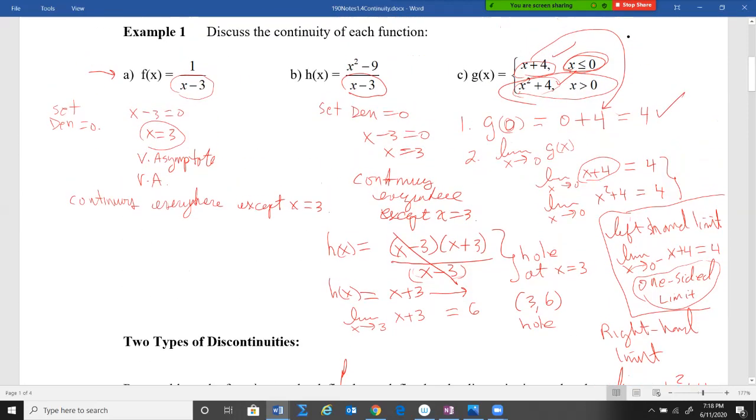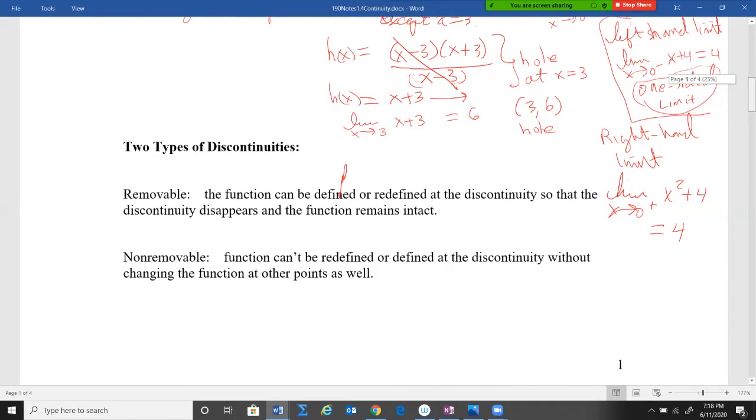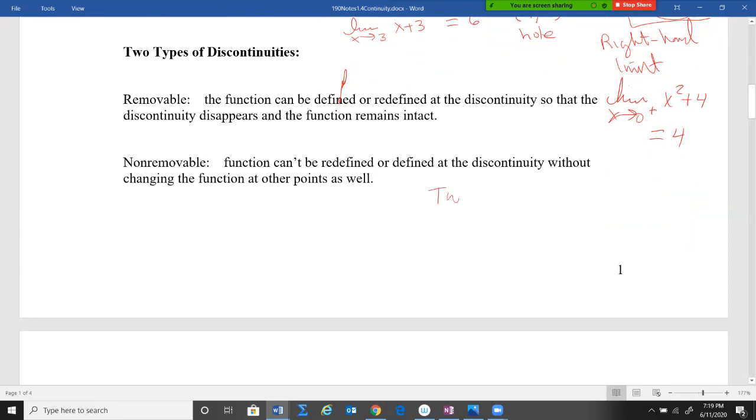Okay, so we have the two-sided limit. Let me just write that over here. Two-sided limit in general might look like this: limit x goes to a of f of x. One-sided limit looks like this. It goes to a, it might come from the right, or it might come from the left. Okay, now the two-sided limit will only exist if both the left and the right exist and are equal to the same number.